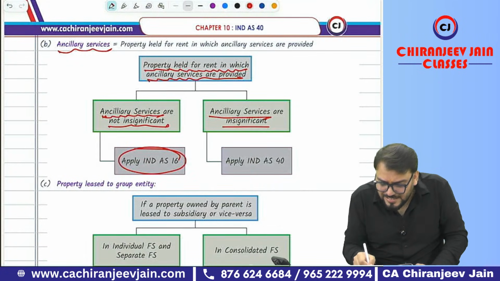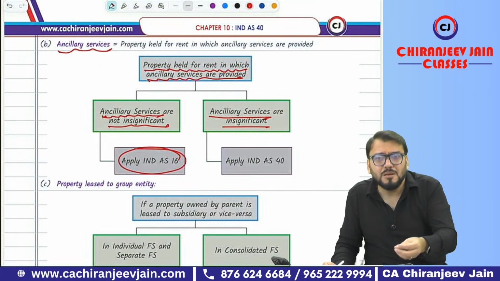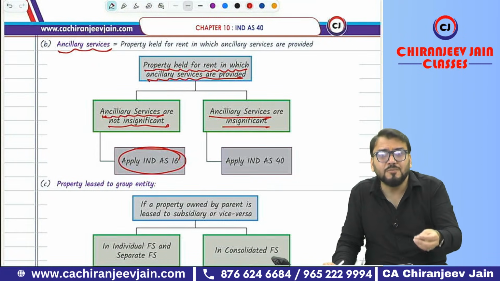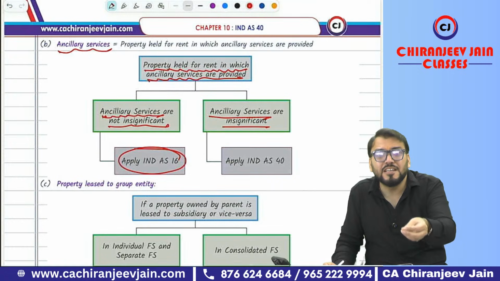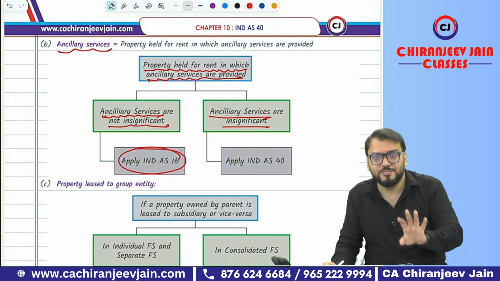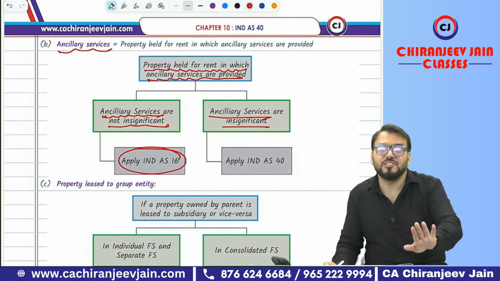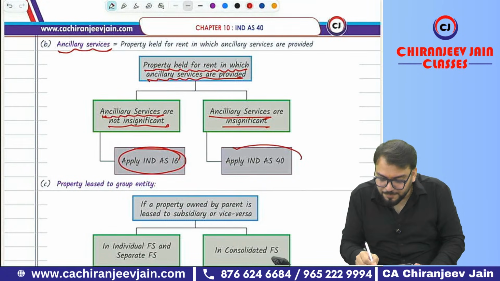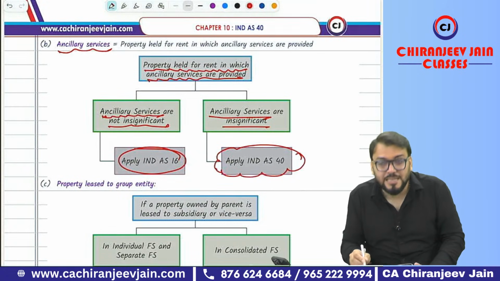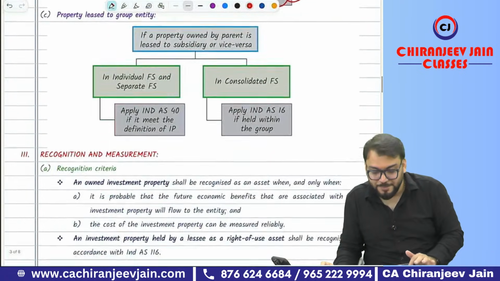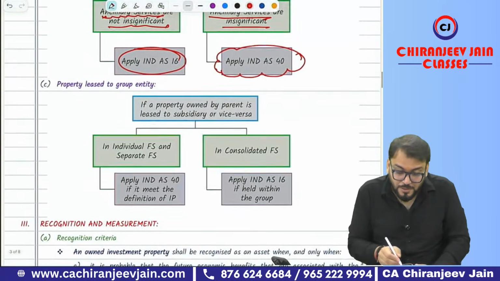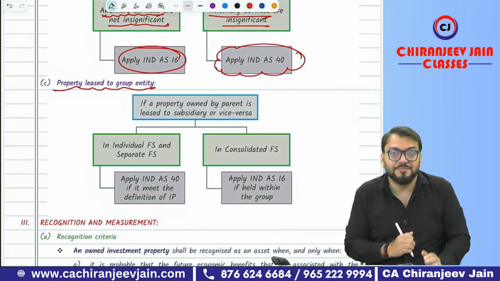But if this is insignificant, insignificant means normally property is given on rent with security services, maintenance services, and that is day-to-day services. These are insignificant services. Then in that case, that will be classified as investment property, and Ind AS 40 will be applicable. Then property leased to group entity.